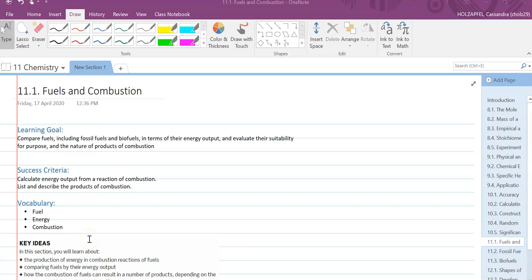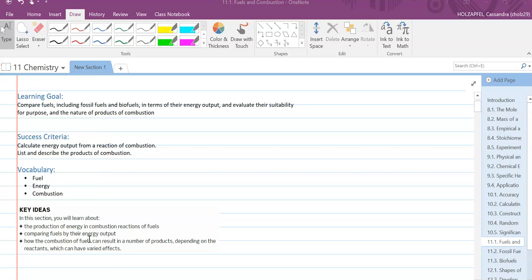So today we're going to be looking at fuels and combustion, and specifically looking at the products of combustion and the energy output from the reaction of that combustion. So I've got three words in our vocabulary list for today. We've got fuel, energy, and of course combustion.